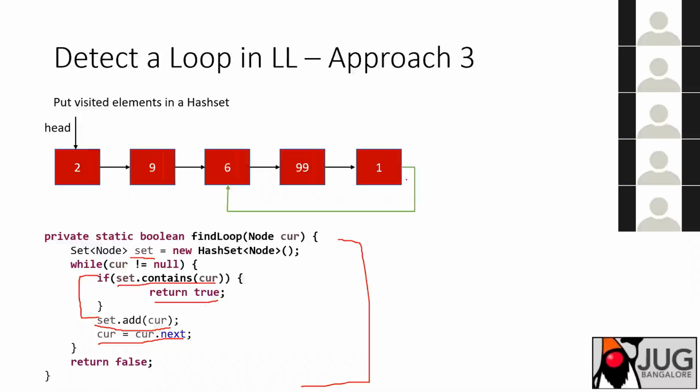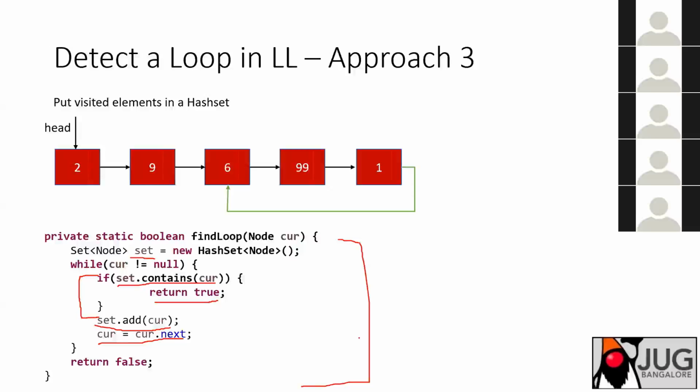Firoz, it seems like this approach will take extra space, right? So space complexity will be O of n. In all the cases, complexity will be big O of n only, because in detecting a loop you have to iterate through the complete loop. No, I'm talking about the space complexity. Yes, that is what I'm coming to.